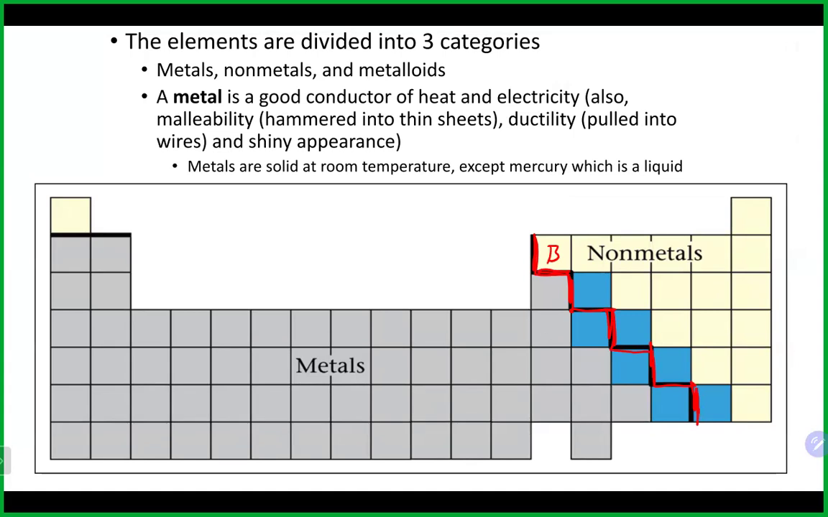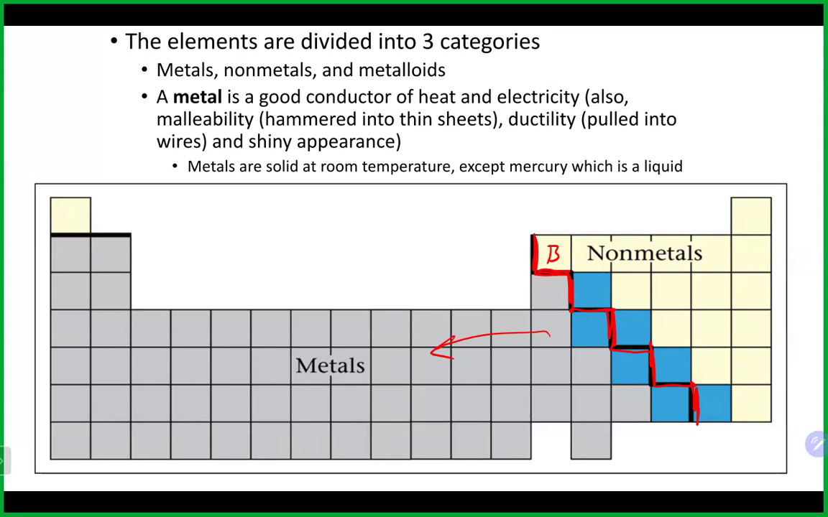And to the left of the staircase, those are metals, and metals are good conductors of heat and electricity. They're usually very shiny in appearance. You can pull them into wires. For the most part, all metals are solids at room temperature. The one exception is mercury, which is Hg.